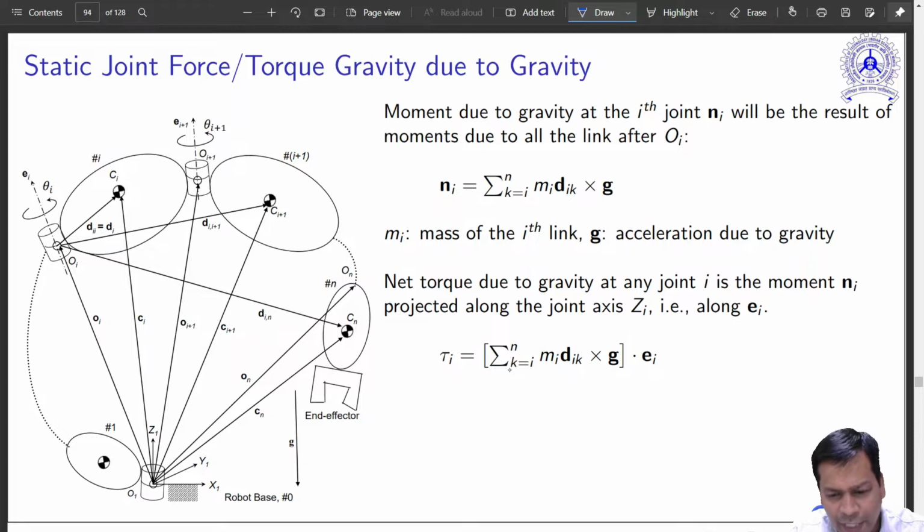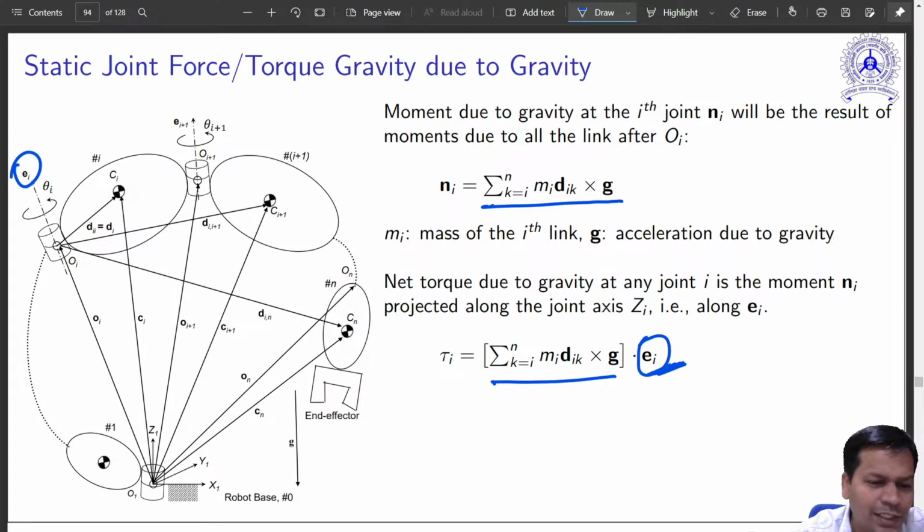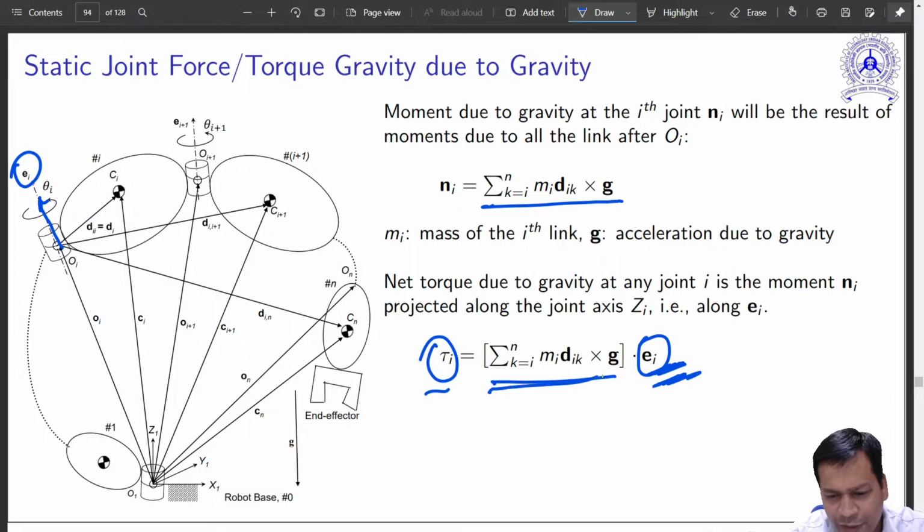So what will be that? If this is the moment, and I project it along the axis vector, that is the ei vector. What is ei? Ei is the unit vector directed along the axis. If I take the dot product with that, that is the torque. So torque is nothing but the projection of moment along the axis of rotation. I repeat, torque is moment projected along the axis of rotation.